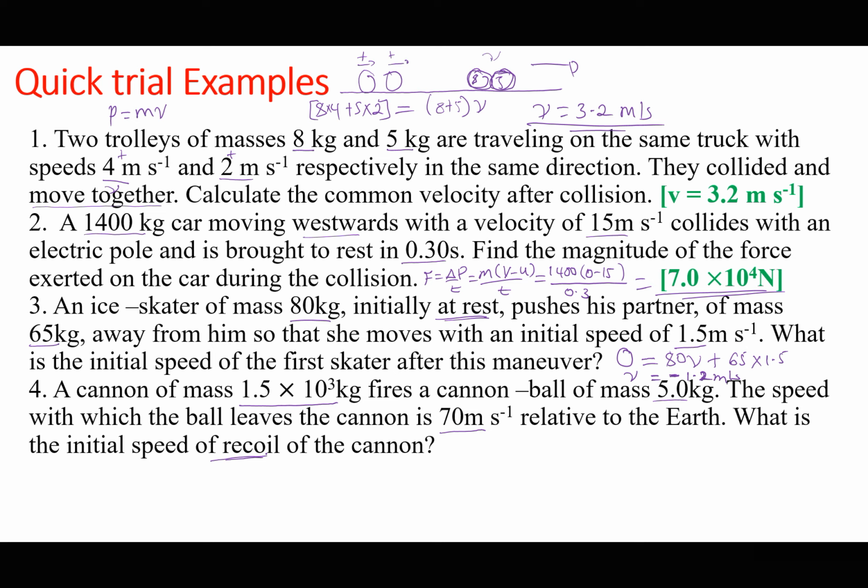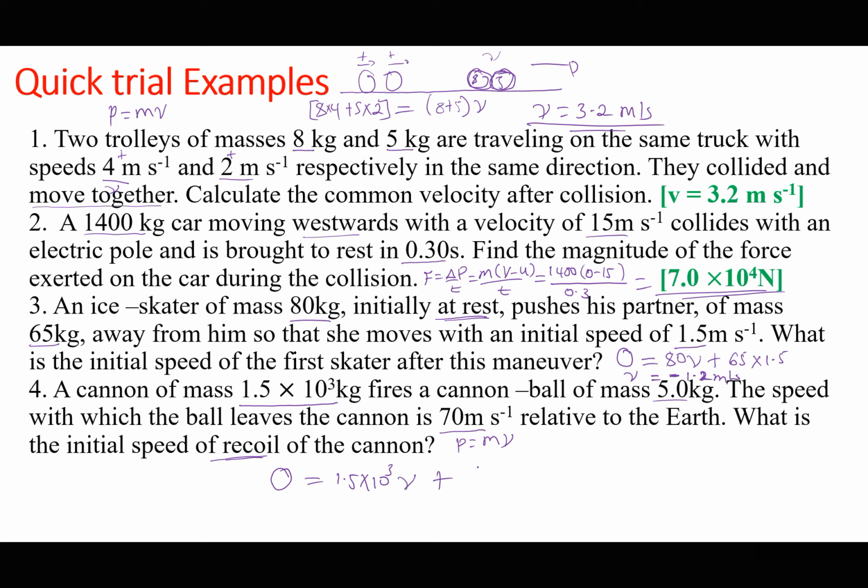So by conservation of momentum, the cannon fires. So it means it was initially at rest before firing. Remember momentum is mass times velocity. Total momentum before firing is 0 because it was at rest. Then after firing, momentum of the cannon is going to be the mass of the cannon, which is 1.5 times 10 to the power of 3 times its velocity. The speed with which the ball leaves the cannon is 70 meters per second. We don't know the velocity of recoil, I'll call this v.